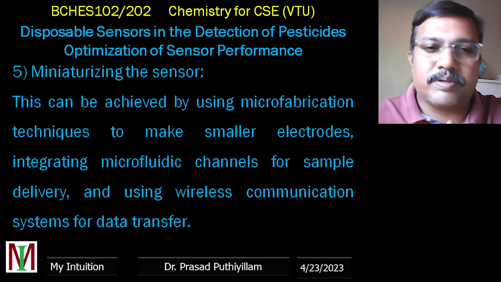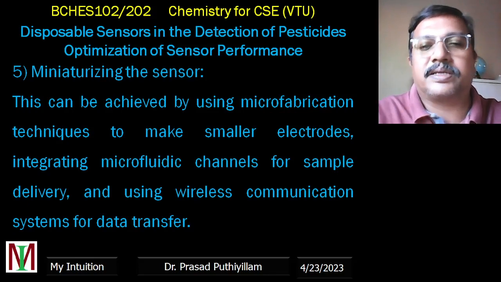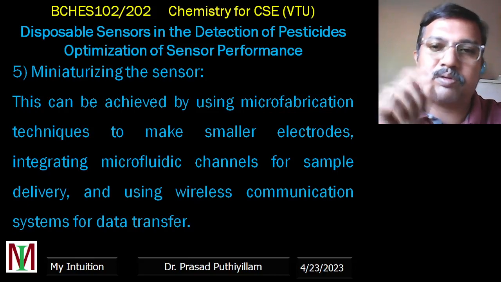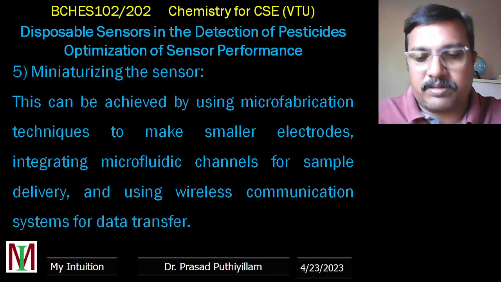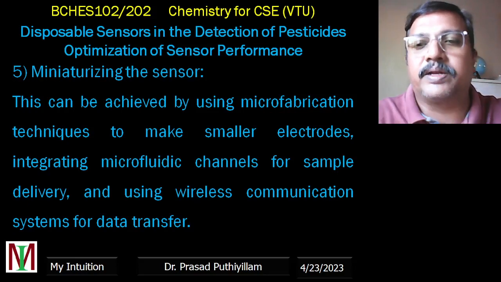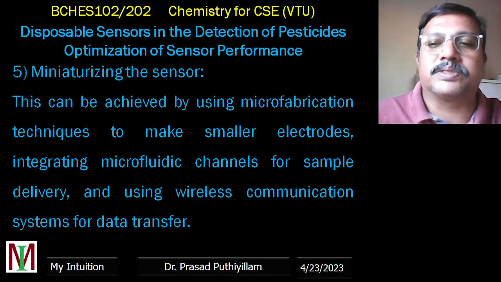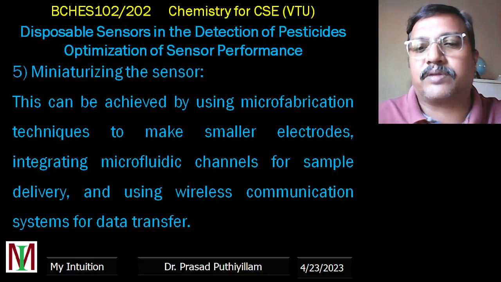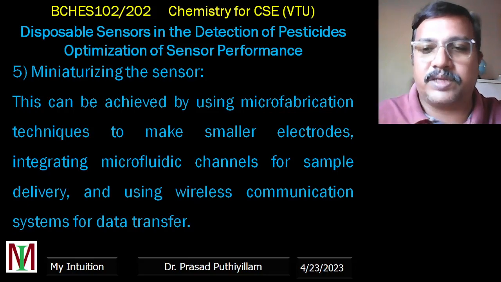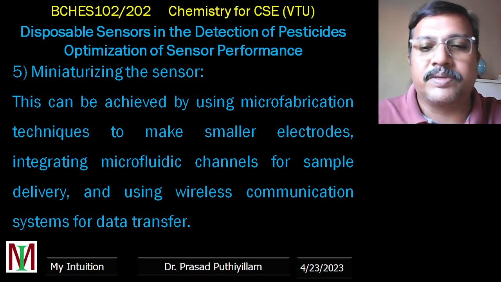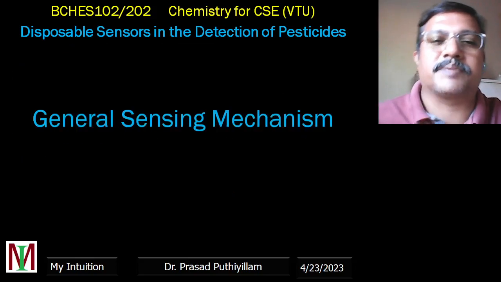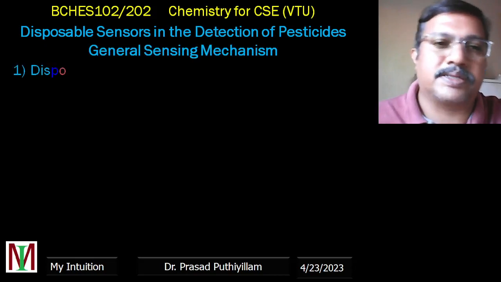It can be achieved by microfabrication techniques to make small electrodes. Microfabrication means we are making the electrode at the micro level. You already know that our motherboard, everything, is at the micro level. So microfabrication techniques are used to make very small electrodes, integrating them with microfluidic channels. Microfluidic means a very small volume of samples or electrolytes is used, and a wireless communication system is used for data transfer. That is miniaturizing the sensor. Now, the general sensing mechanism, how it is happening.